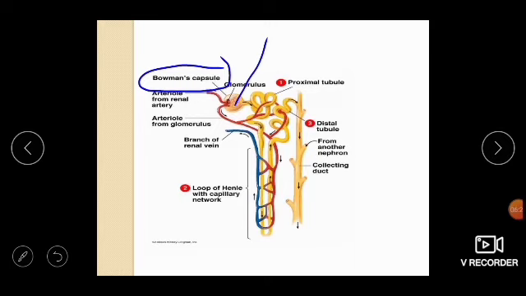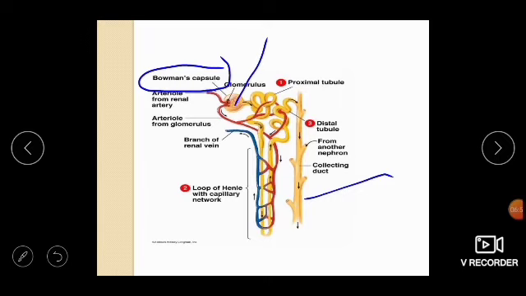Collecting duct. So each nephron consists of three main parts. Number one is the Bowman's capsule. The second one is the tubule, and the third one is the collecting duct. These are the three regions. We can divide even the tubule, this coiled structure, into three regions.